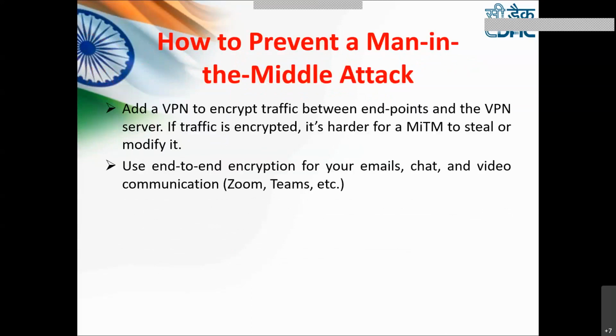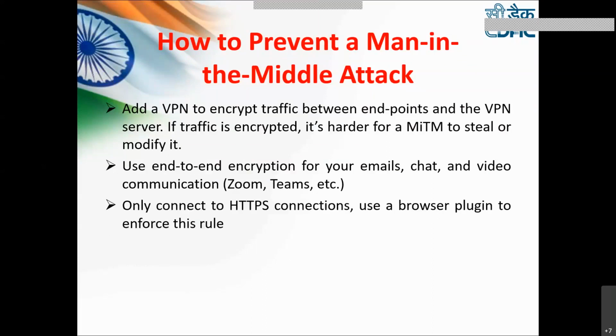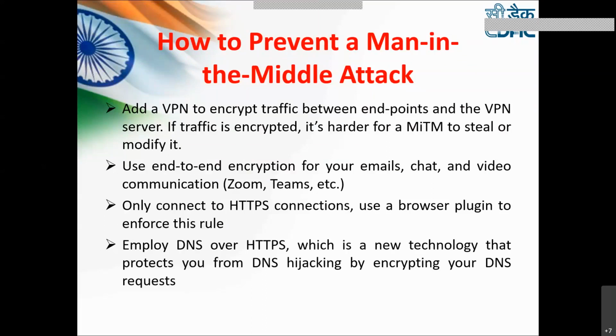Use end-to-end encryption for emails, chat, and video communications. Everything should be secured. Either you can use a VPN alongside it, or there could be a feature that encrypts all of the messages between your endpoints. Only connect to HTTPS connections, and use a browser plugin to enforce this rule. This rule can be enforced by using the HTTPS Everywhere extension, which is also available on the Chrome extension store.